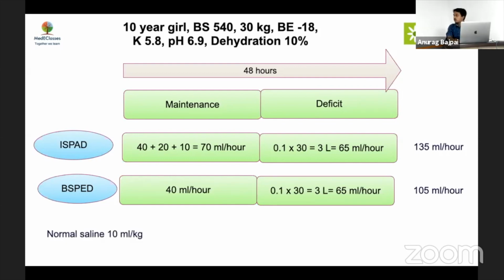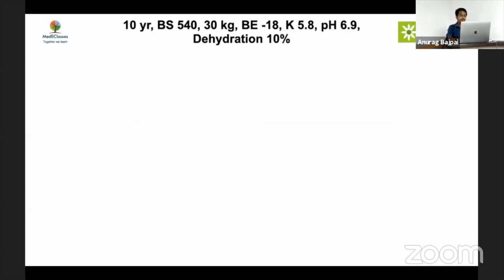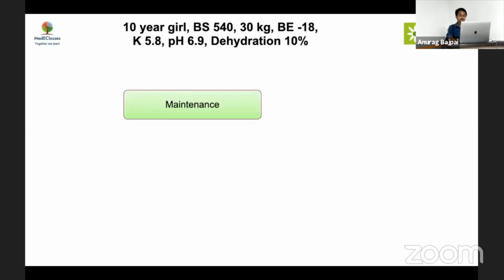So as the child wasn't in shock, a normal saline bolus of 10 ml per kg was added, and the total fluid comes out to be 135 ml per hour with potassium as per recommendations of 40 millimoles per liter. And the insulin at the dose of 0.1 units per kg comes out to be 3 ml per hour according to the dilution present.